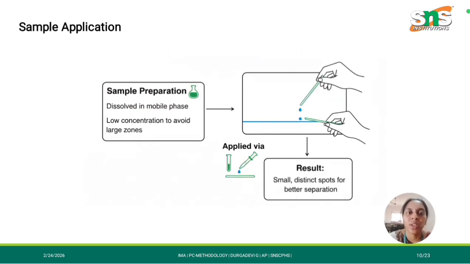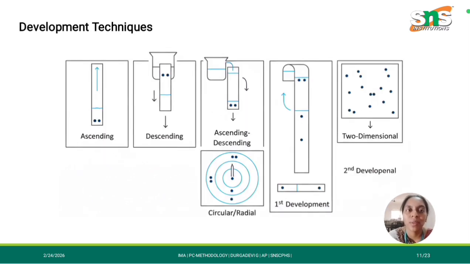Sample application. The sample is first dissolved in the mobile phase at the lowest concentration to avoid large zones. Then we apply it with the help of capillary tubes or micropipettes. We have to keep the spot as small as possible in order to get better separation.